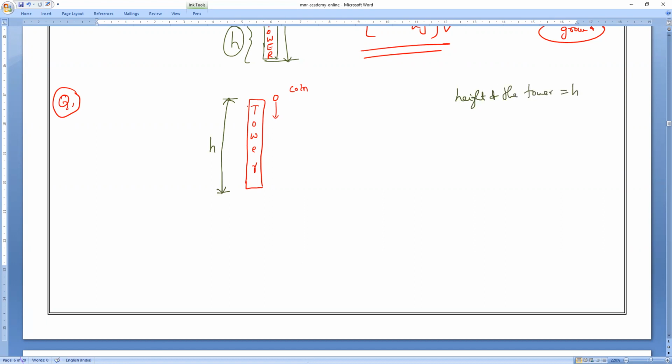Now, what is the time given to reach the ground? The coin takes T seconds to come down from the top of a tower. So the time given is equal to T seconds. Now, what is the question they are asking? Calculate the time taken to cover half the height of the tower. That is what they are asking. Am I right, everybody?